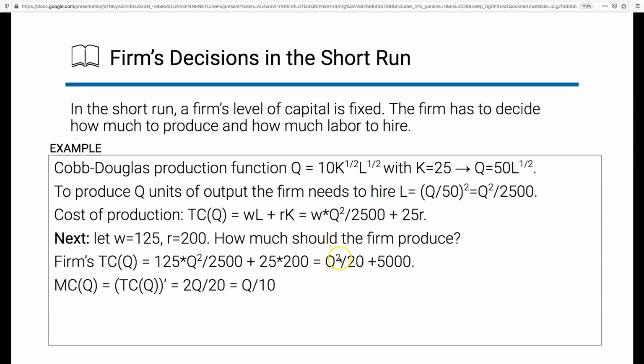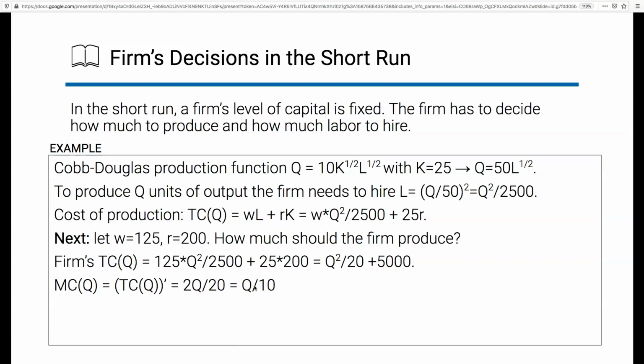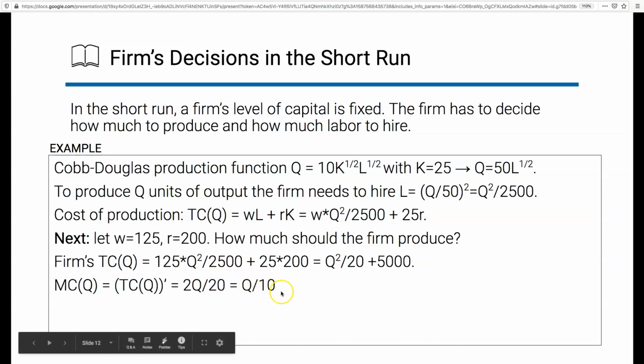And the derivative of Q squared is 2Q, so we'll get 2Q divided by 20, which gives you Q over 10. So the marginal cost is just Q over 10. The first unit will cost you 1/10 of a dollar of additional costs, the 10th unit will cost you $1, the 100th unit is going to cost you $10, and so on. So marginal costs are clearly increasing.